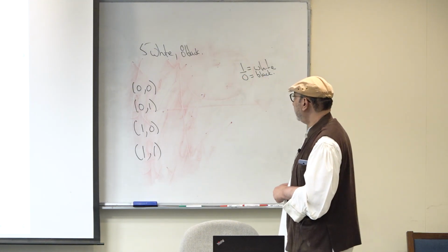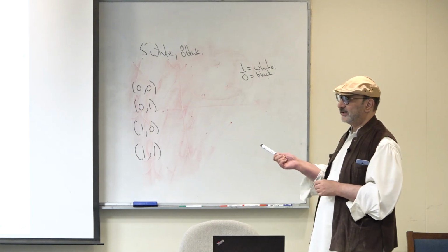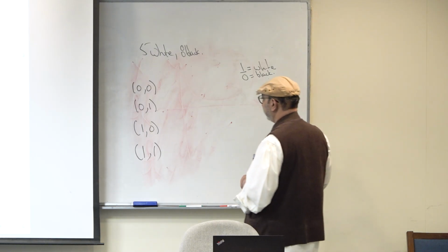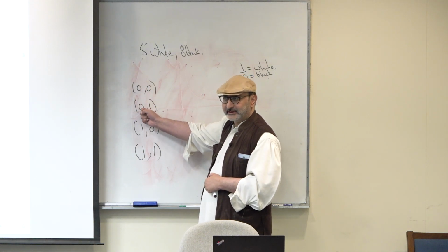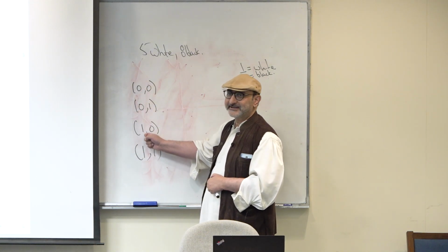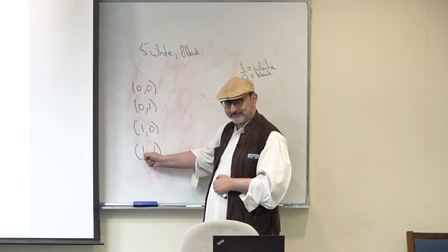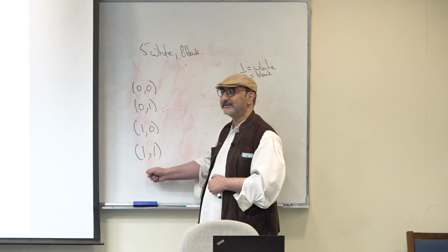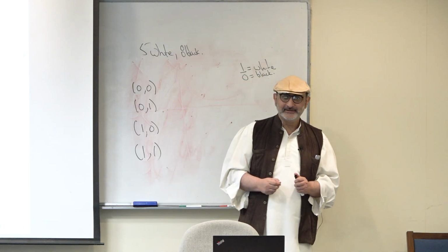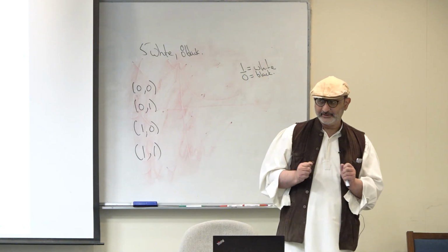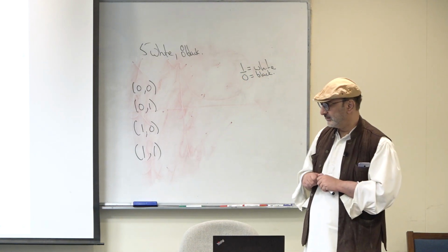(1, 1) means you drew a white marble and then you drew a white marble. What's the PMF supposed to give me? It's supposed to give me the probability of each of these ordered pairs, and it should give me a probability of 0 for any other ordered pair that you feed into it.